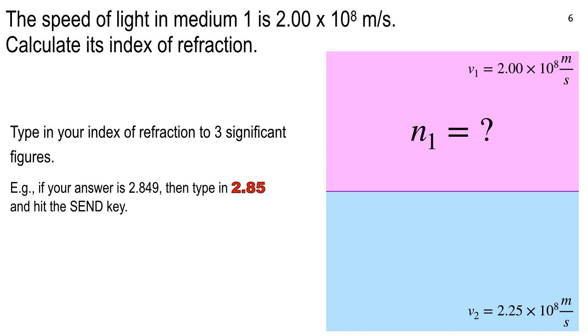That's all right. I'll correct it for the YouTube, but make sure you have 2.00 times 10 to the 8 meters per second. And the one down below, medium number 2, is 2.25. We'll do that in a second as well. Go ahead and calculate your index of refraction to 3 significant figures, please. So it's going to be 1 point something something.